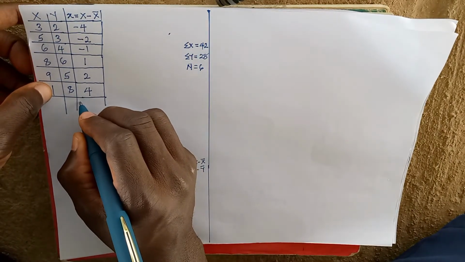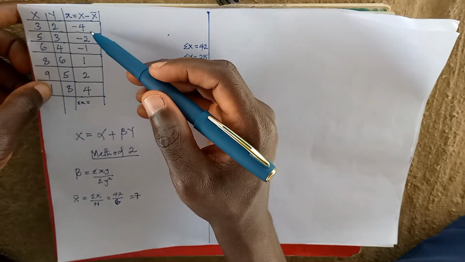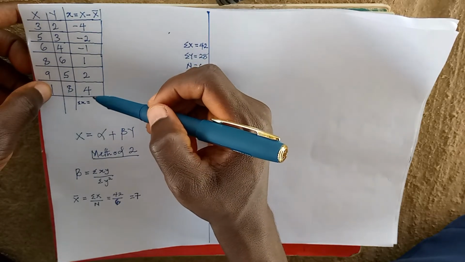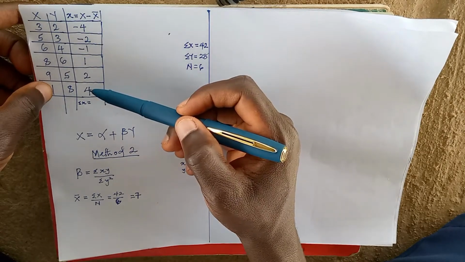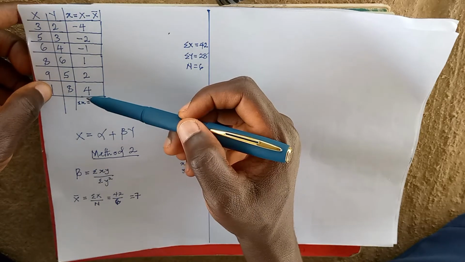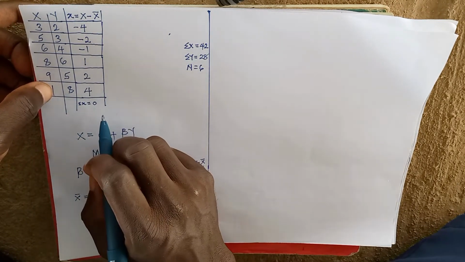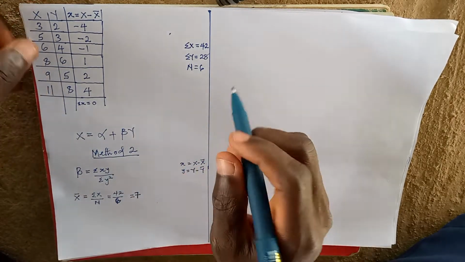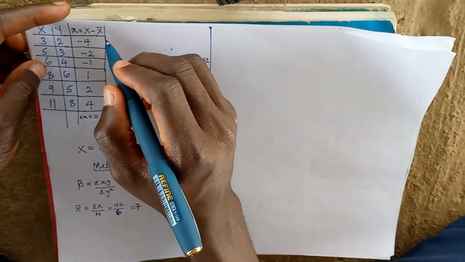Now our summation of small x, if you add all these up, minus 4, minus 2, minus 1, and so on, the minus 4 cancels the 4, the minus 2 cancels the 2, the minus 1 cancels the 1, and at the end this is going to be 0. But this is not our point of interest, because in this formula we have to multiply this x by y. So we need another column for y.